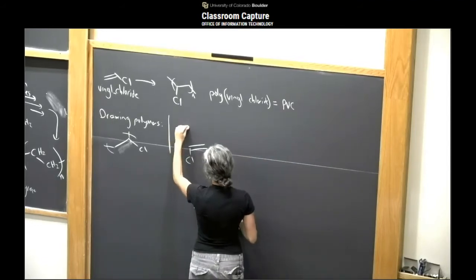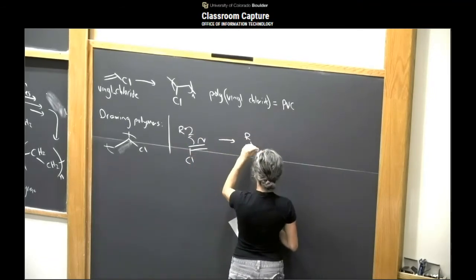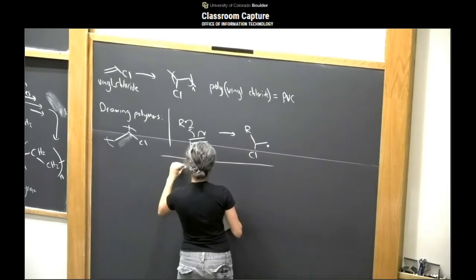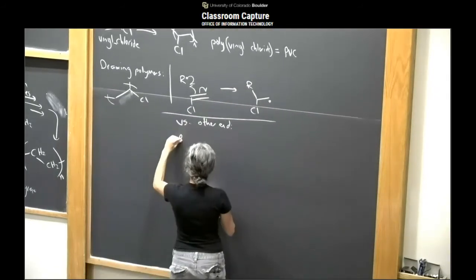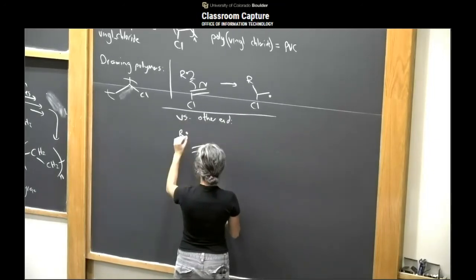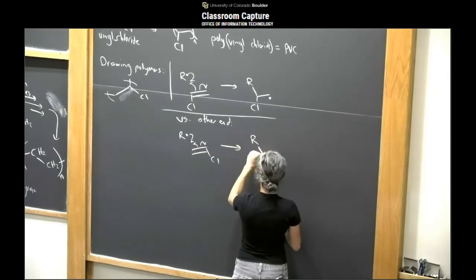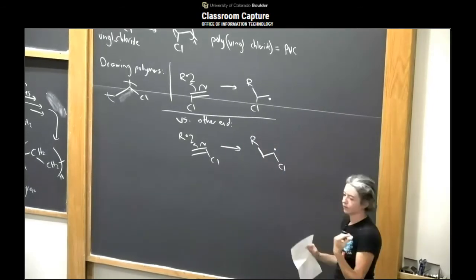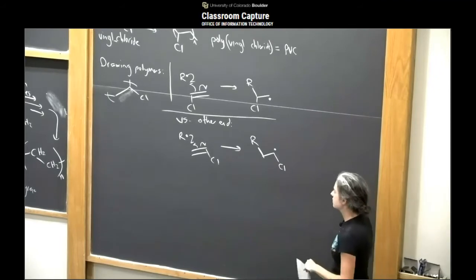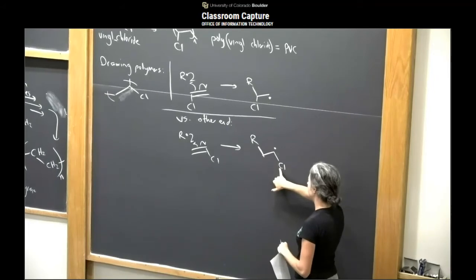So say we do it this way, we're going to end up with this radical, versus if we do it at the other end, if we do a radical there. Between the two, I think the chlorine is actually going to be more stable.